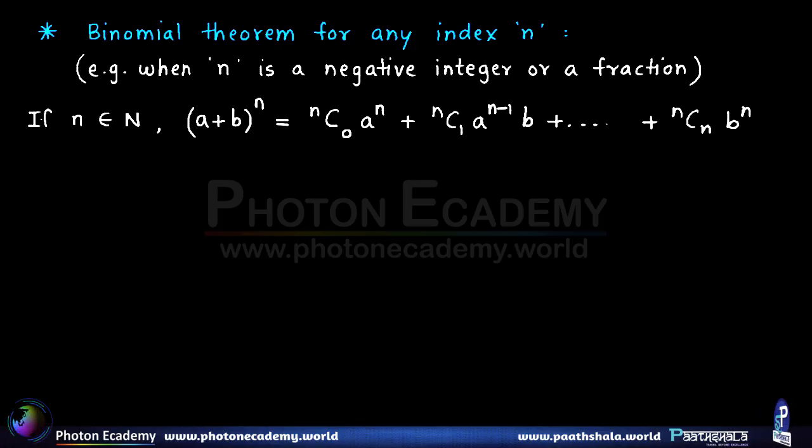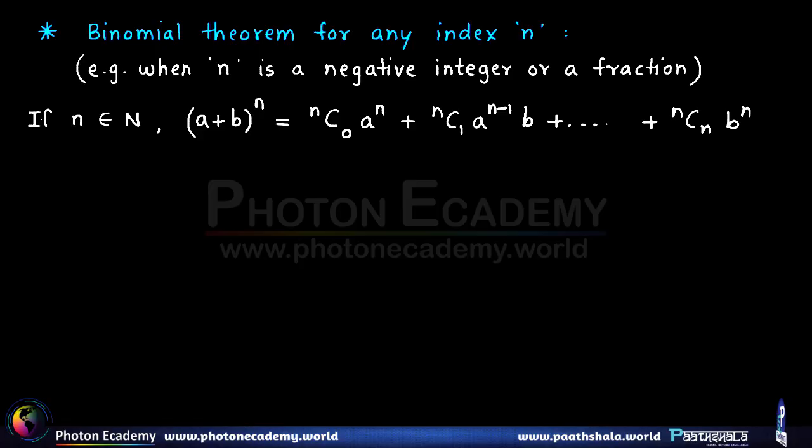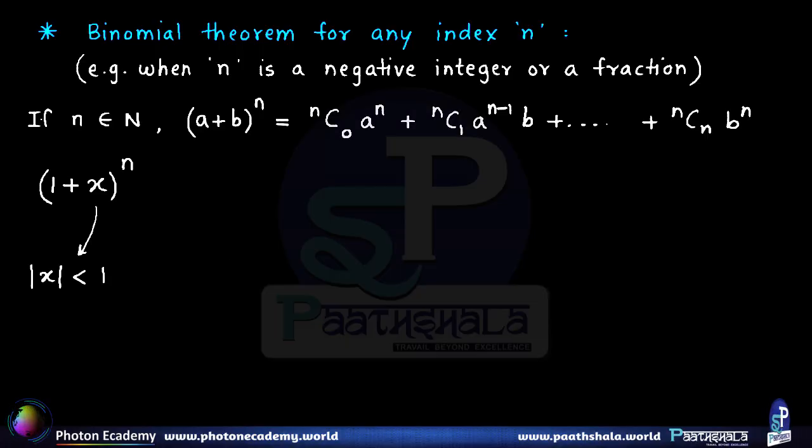Now to use the expansion when n is not a natural number, we have one restriction. We can expand (a + b)^n when n is a negative integer or a fraction, provided we rearrange the given expression into a different form. That is, we have to consider the expression of the form (1 + x)^n, where this x is numerically less than 1. That means its absolute value, mod of x, should be less than 1.